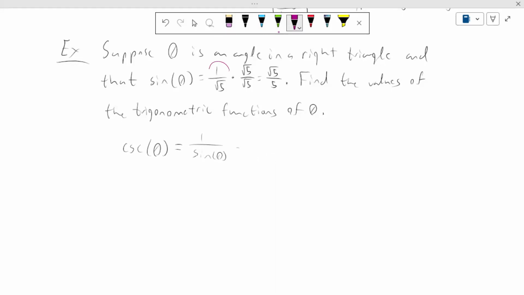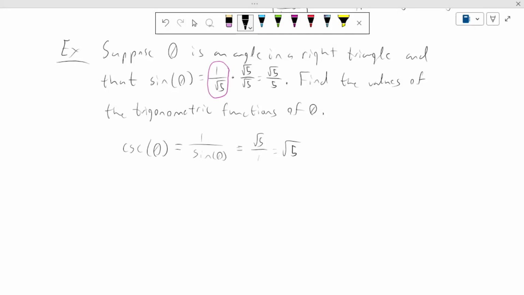Sine of theta was first given to you as 1 divided by square root of 5, and that has a very nice reciprocal. So cosecant of theta, which is the reciprocal of sine of theta, will just be square root of 5 divided by 1. So we have automatically that cosecant of theta is equal to square root of 5 using our reciprocal identity. We were doing that before anyway, before we would call it a reciprocal identity.